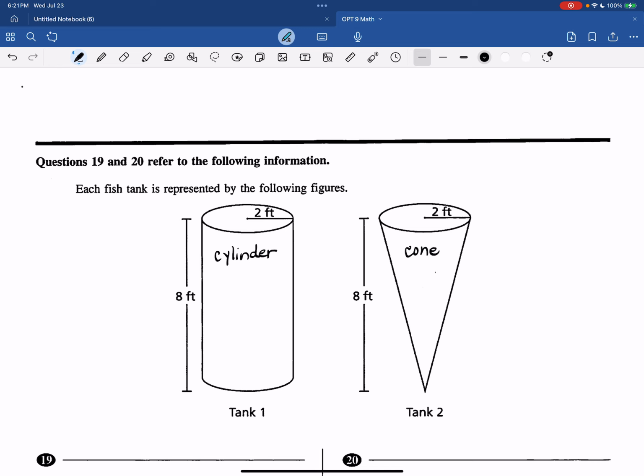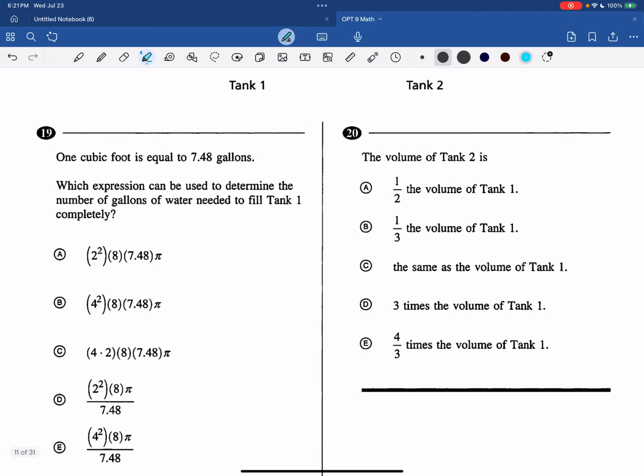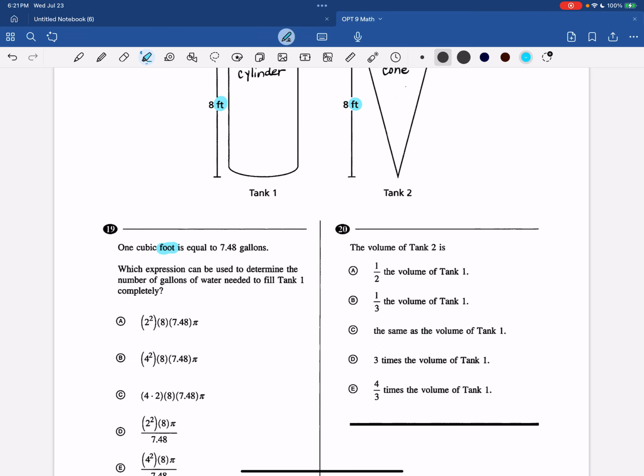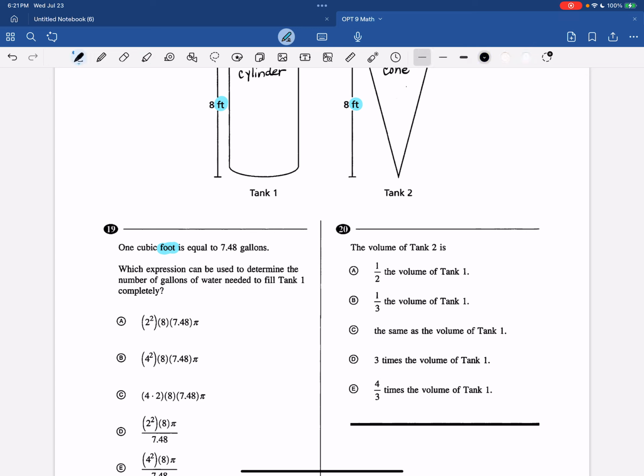One thing that I want to check always with this type of problem is that my units match. If you had inches or yards thrown in there, it's a good idea to go ahead and get them on like terms. But we're good in this case. So number 19. 1 cubic foot, and that actually matches what's up there. That's a good thing. 1 cubic foot is equal to 7.48 gallons. Which expression can be used to determine the number of gallons of water needed to fill tank 1 completely?